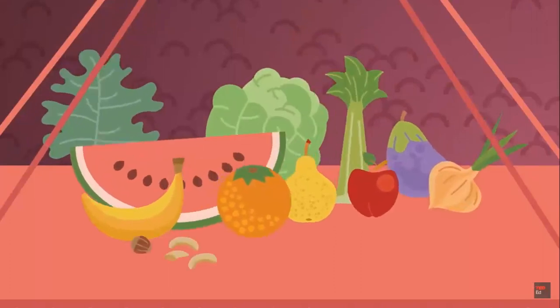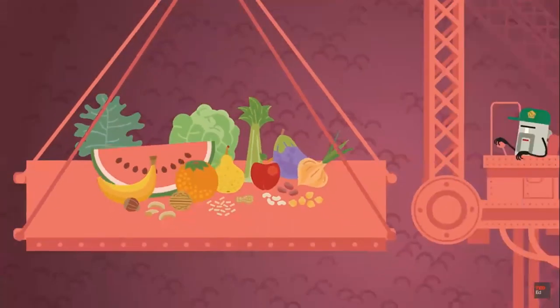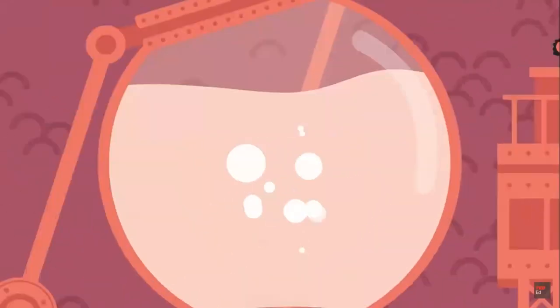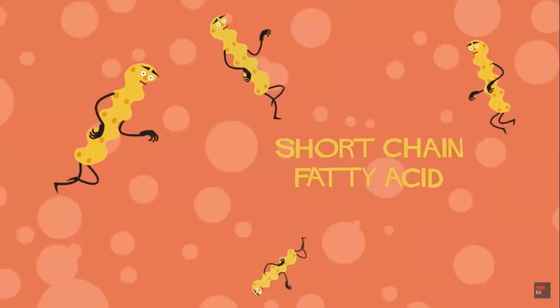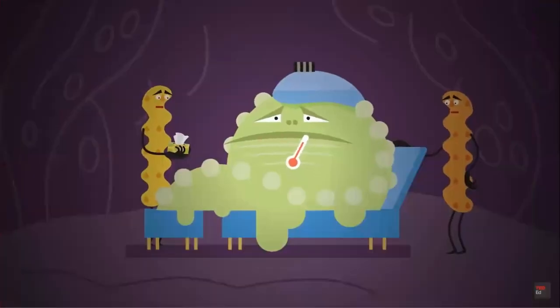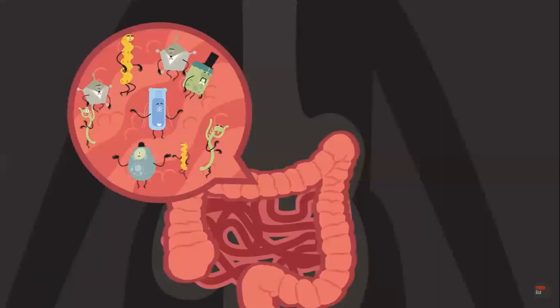Dietary fiber from foods like fruits, vegetables, nuts, legumes, and whole grains is the best fuel for gut bacteria. When bacteria digest fiber, they produce short-chain fatty acids that nourish the gut barrier, improve immune function, and can help prevent inflammation, which reduces the risk of cancer. And the more fiber you ingest, the more fiber-digesting bacteria colonize your gut.